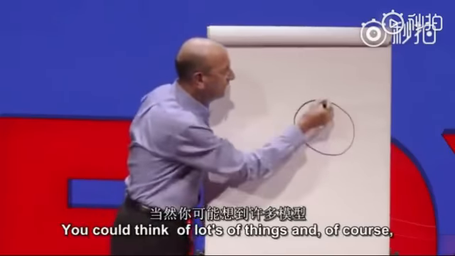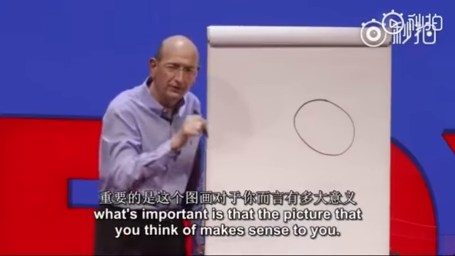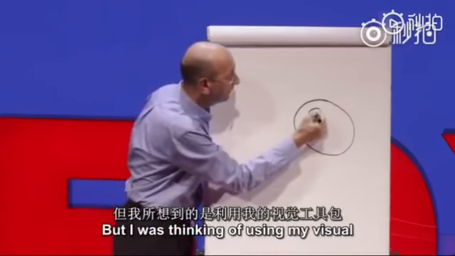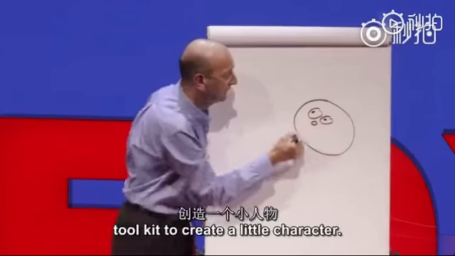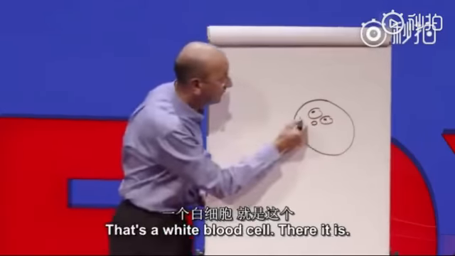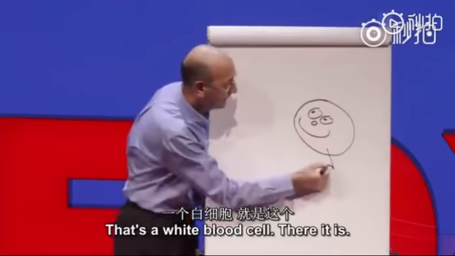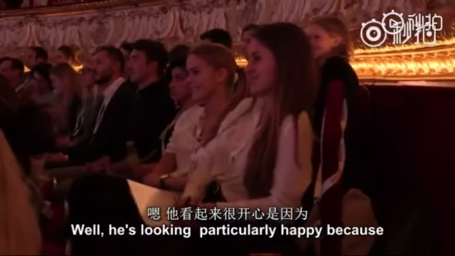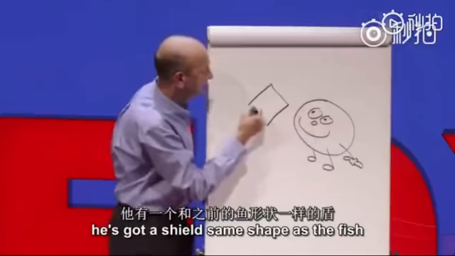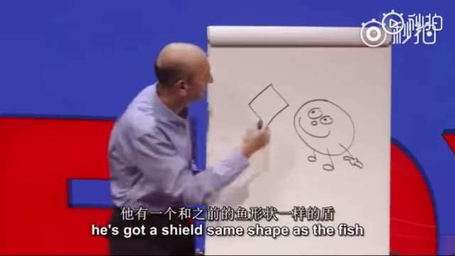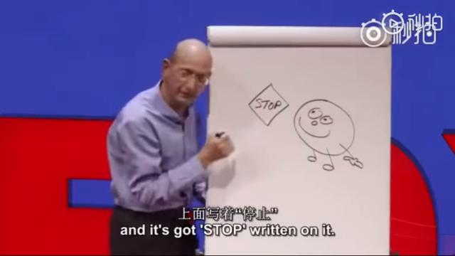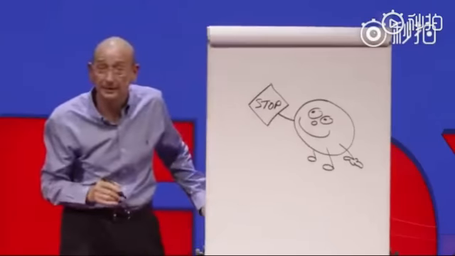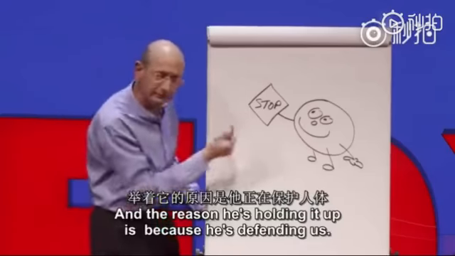You could think of lots of things, and of course, what's important is that the picture that you think of makes sense to you. We're all individual. But I was thinking of using my visual toolkit to create a little character that's a white blood cell. There he is. And why is he looking so happy? Well, he's looking particularly happy because he's got a shield, same shape as the fish. And he's got stop written on it. And there we are. He's holding it up. And the reason he's holding it up is because he's defending us.